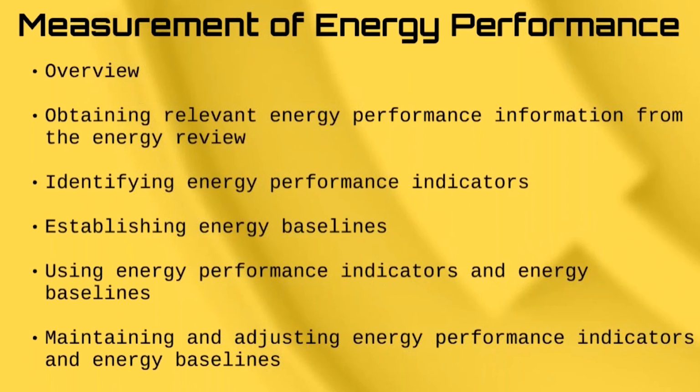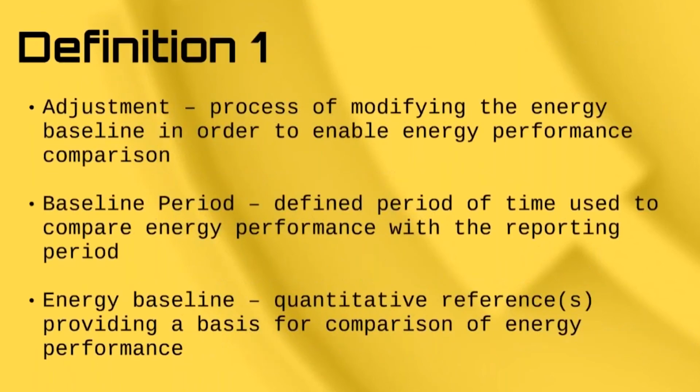The standard starts with a few definitions, so we'll just quickly have a look at those. Start with adjustment, the process of modifying the energy baseline in order to enable energy performance comparison. It's worth noting here that although the baseline may imply or infer something that's fixed in time, it is not fixed forever. If things change with the organisation, it's quite usual to then review your baselines and adjust if necessary. So we'll talk about that later on.